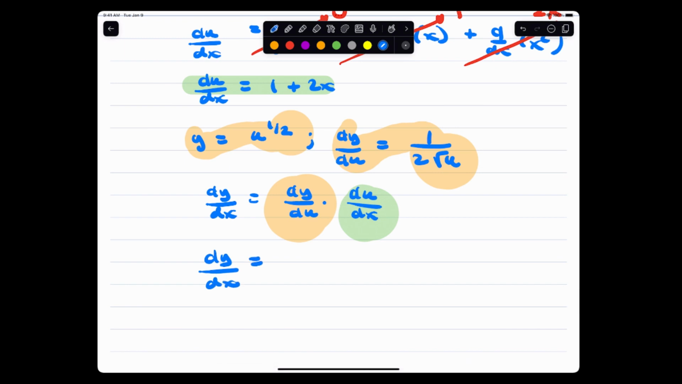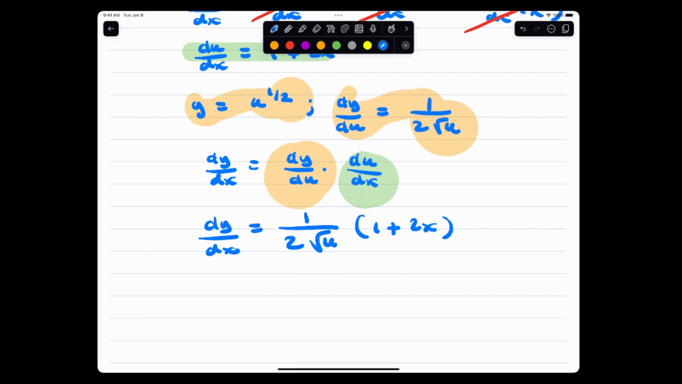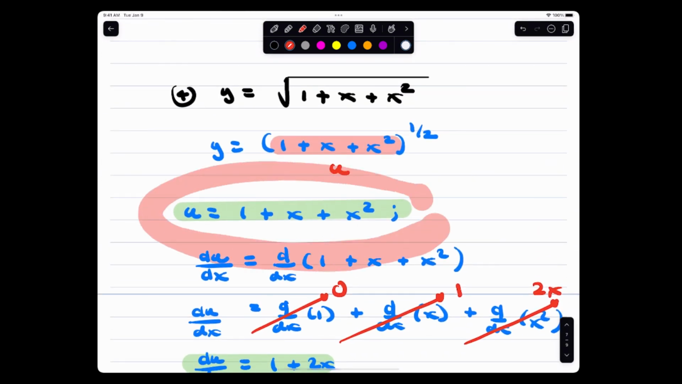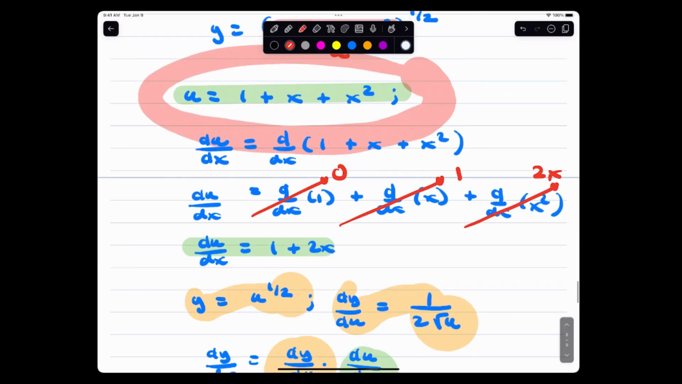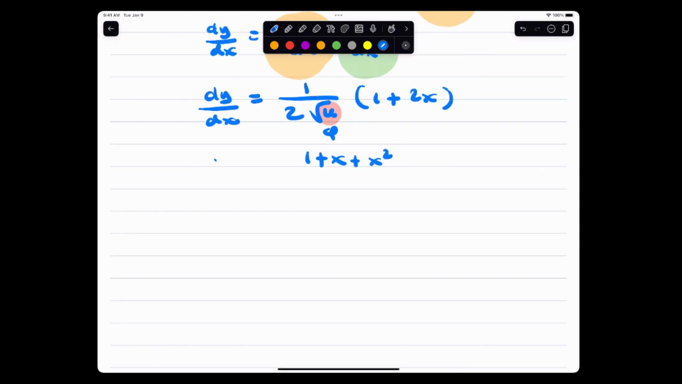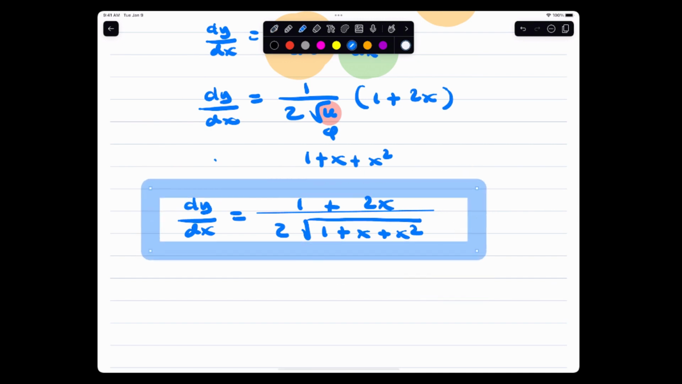Next time you're on Netflix, get out your chain rule. Don't forget, this is 1 plus 2x, right? And what was u? u was 1 plus x squared. That was our u, 1 plus x squared. So I'm going to plug in here for that u, 1 plus x squared, okay? So let's put it all together. If you look in the back of the book, you're going to see 1 plus 2x over 2 times the square root of 1 plus x squared.